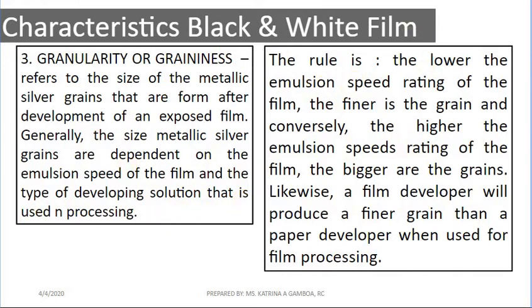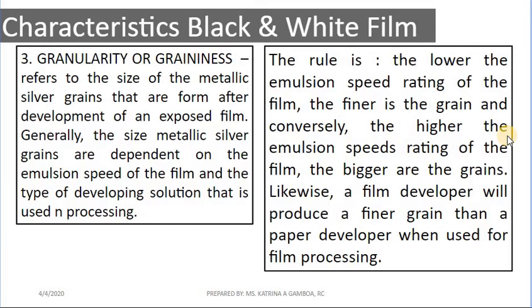The rule is, tignan nyo ah, the lower the emulsion speed rating of the film, the finer is the grain, and conversely, the higher the emulsion speed rating of the film, the bigger are the grains. So likewise, a film developer will produce a finer grain than a paper developer when used for film processing. Ulitin lang natin ha, inverse ulit siya, tignan nyo. The lower the emulsion speed, mabagal, okay? Kapag mas mabagal siya, the finer the grain.